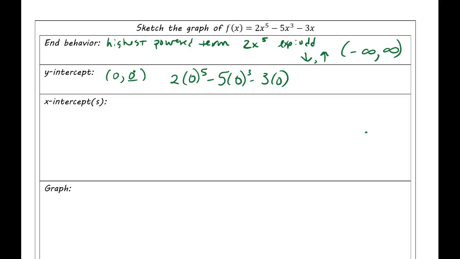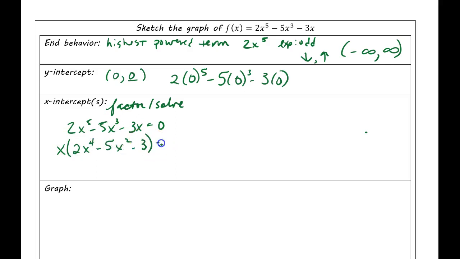And now we need to find our x-intercepts. The x-intercepts I wrote above, this is where we factor and solve. Even though that looks bad, I'm promising you we're going to be able to solve this, okay? You can't use the quadratic formula because this is not quadratic. If it was quadratic and it didn't factor, then you could totally use the quadratic formula, okay? But for now, I'm just going to try to factor it. There is an x in all of these terms, so when I take out an x, I get 2x to the fourth minus 5x squared minus 3 equals 0.